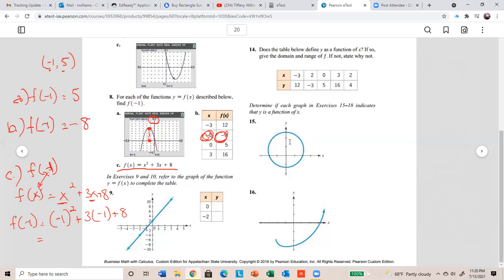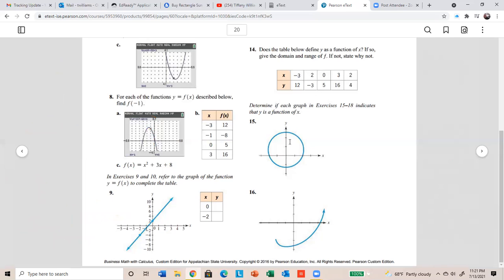So negative 1 in parentheses squared is going to be a positive 1. 3 times negative 1 is negative 3 plus 8. So 1 minus 3 is negative 2. Negative 2 plus 8 is going to give me 6. So f of negative 1 is equal to 6. All right. We're moving right along here. Let me clear this out.